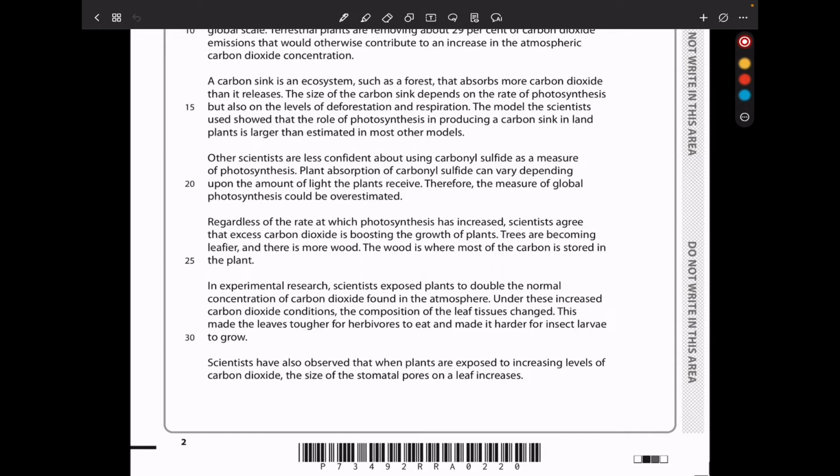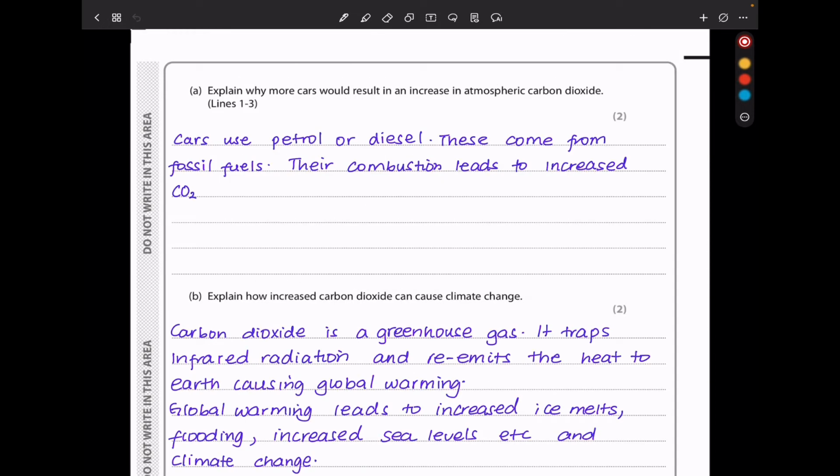of the leaf increases. So the first question says, explain why more cars would result in an increase in atmospheric carbon dioxide. This is because cars use petrol and diesel, and these come from fossil fuels, and when these are burnt, you produce carbon dioxide, which increases the atmospheric carbon dioxide concentration.